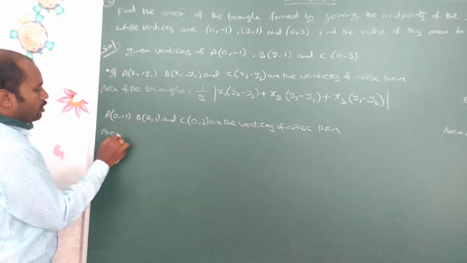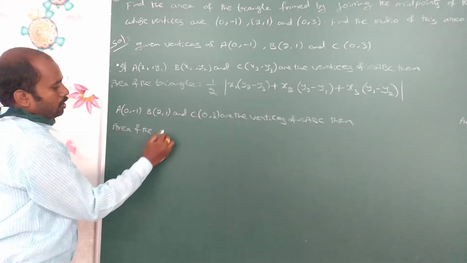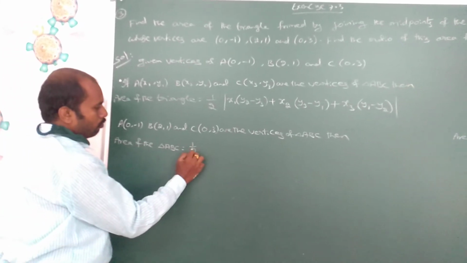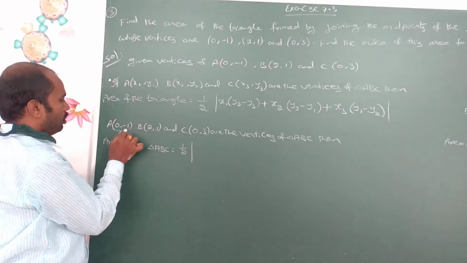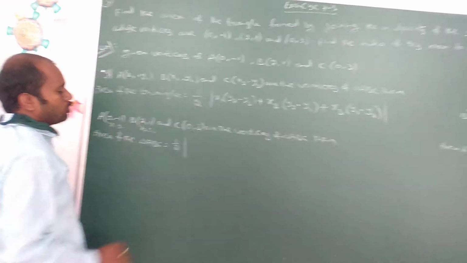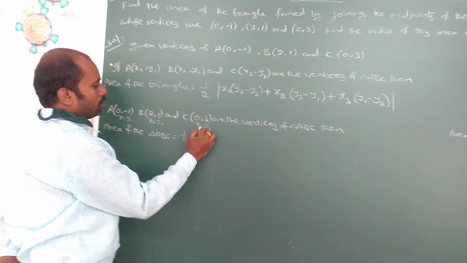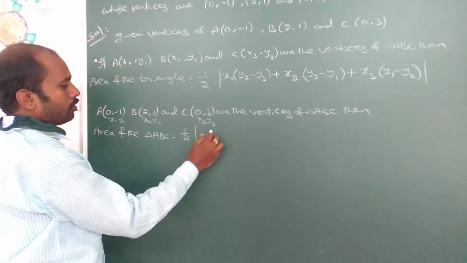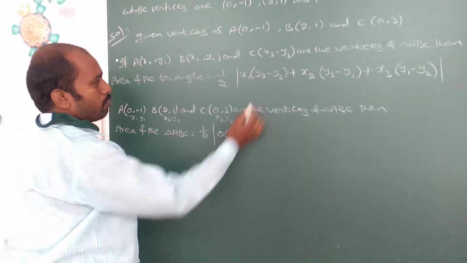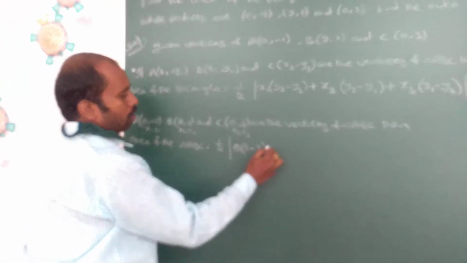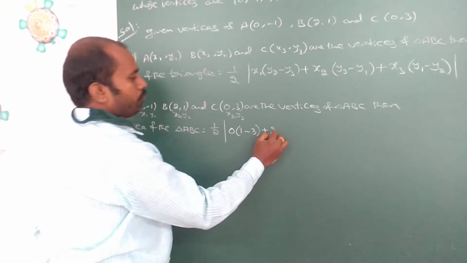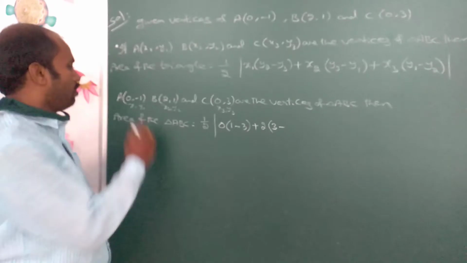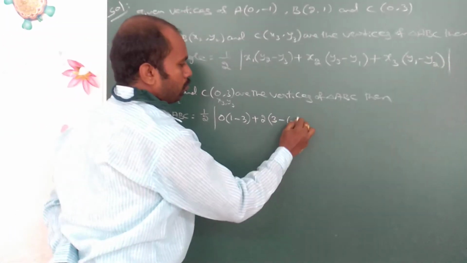The area of triangle ABC is equal to half modulus of x1. First vertex x1, y1, second vertex x2, y2, third vertex x3, y3. Now substitute the values in the above formula. x1 means here 0 into (y2 minus y3), that means 1 minus 3. Plus x2, x2 means here 2, into y3 minus y1, that is 3 minus y1. y1 is already here minus, so minus of -1 you get.